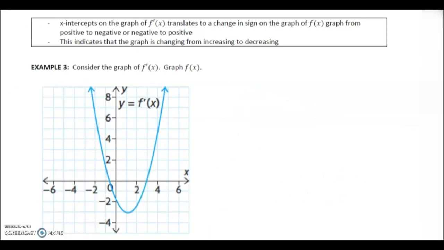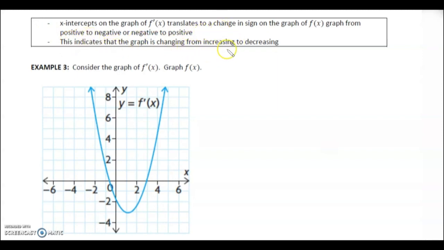So as a note, x-intercepts on the graph of f prime at x translates to a change in sign on the graph of f at x, from positive to negative or negative to positive. Okay, another point is this indicates that the graph is changing from increasing to decreasing.